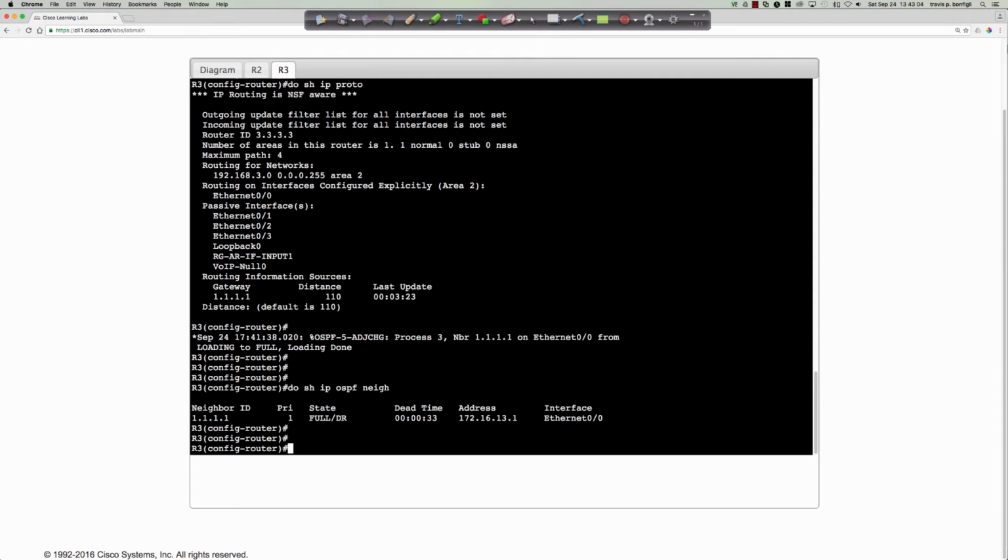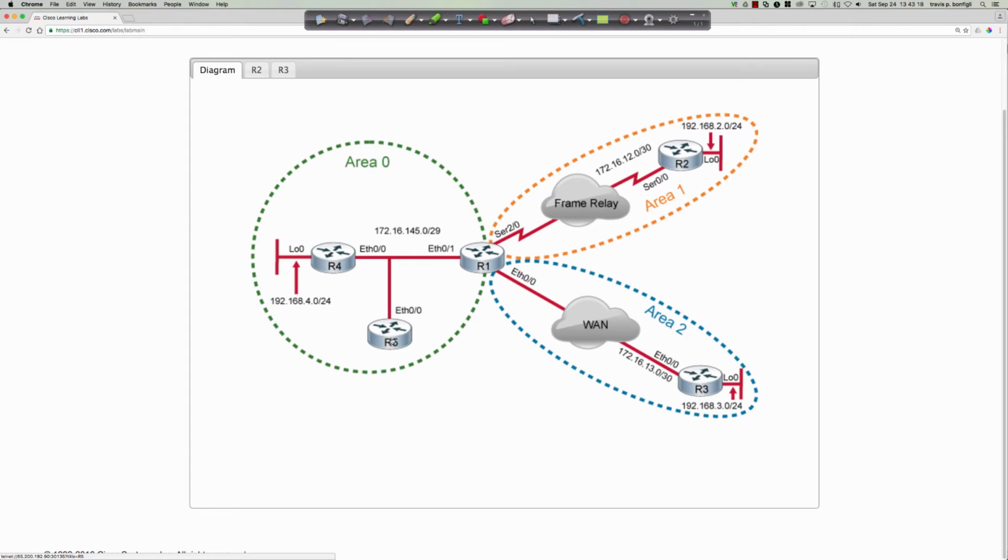Okay, so let's go ahead. If you're following along, we're going to jump down all the way to step 7. Because step 7 is going to be where we get onto router 5, who's down here, right? Kind of in area 0 all by himself, no external connectivity. Let's get into privilege exec, say show IP route OSPF.